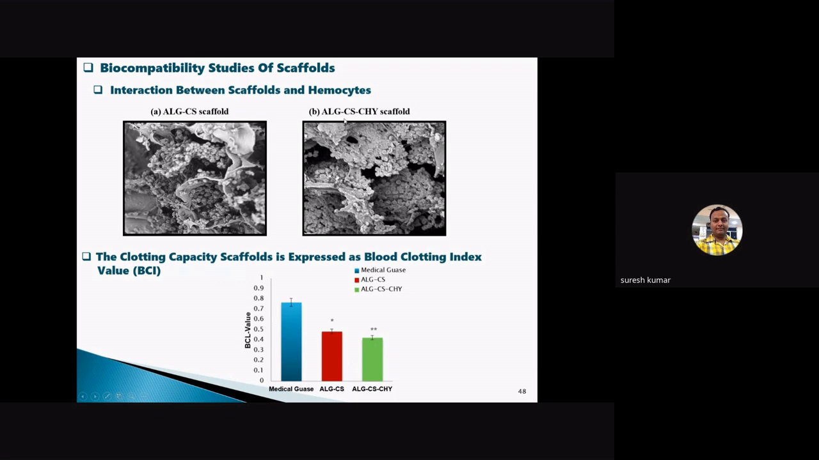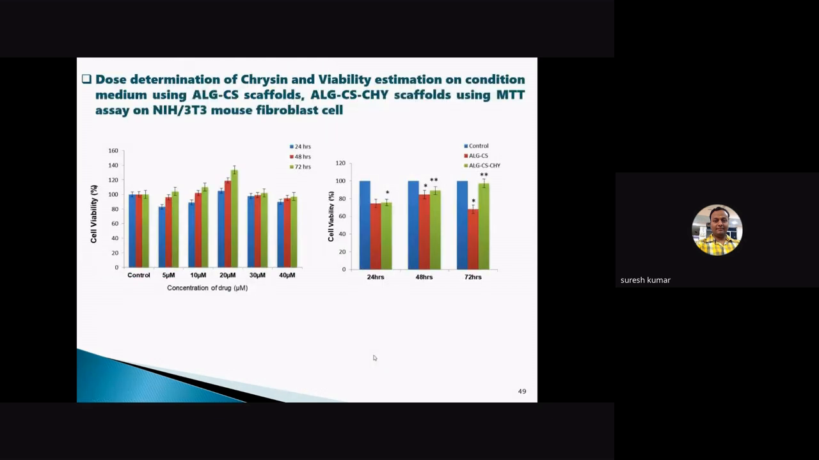the alginate chitosan chrysin scaffold, which is compatible with blood cells, and the incorporated plant-based polyphenol chrysin did not show any significant toxicity, suggesting that these alginate chitosan chrysin scaffolds positively influence the physiological action during the coagulation process. The control shows a higher BCI value, whereas our plant-incorporated chitosan chrysin shows a lower blood clotting index value.